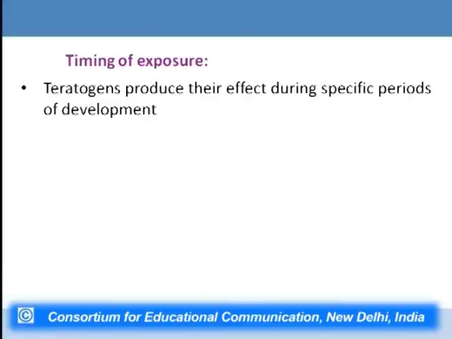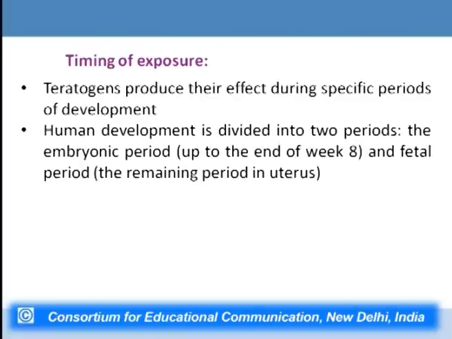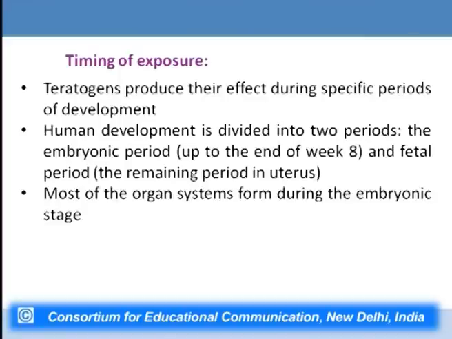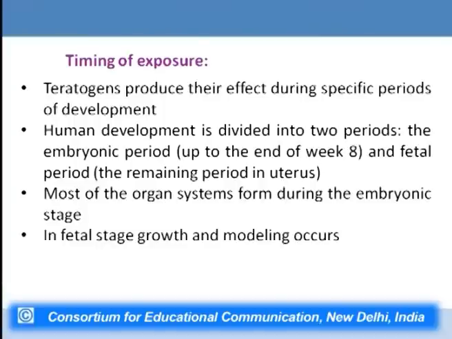Now, to what extent the malformation occurs depends on the timing of exposure of the fetus to the teratogen, and these teratogens produce their effect during specific periods of development. Human development is divided into two periods: the embryonic period, which is up to the end of week 8 of pregnancy, and the fetal period, which is the remaining period the fetus spends in the uterus. Most of the organ systems are formed during the embryonic stage, and in the fetal stage only growth and modeling of the organs occur.